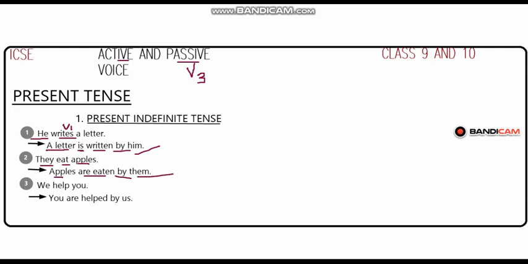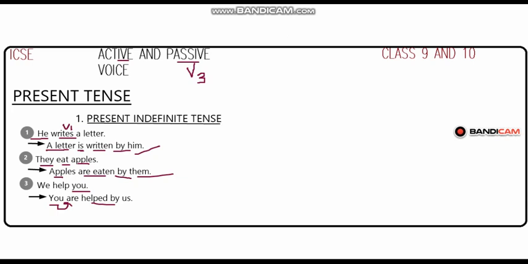Now our third sentence is we help you. So first of all we are using you, and according to you we are using are: you are. Help, third form, helped: you are helped. Then by, and we will change into us as the object. Okay, so these are three examples of present indefinite tense.